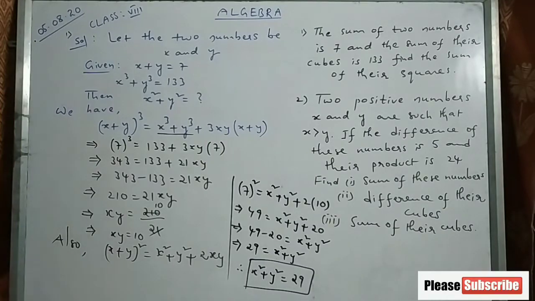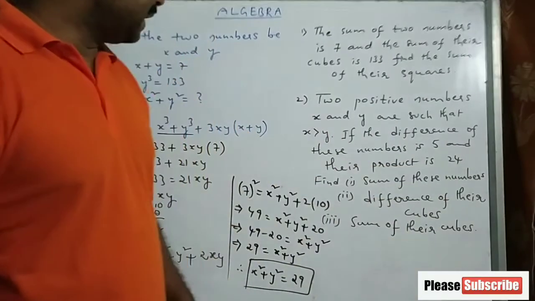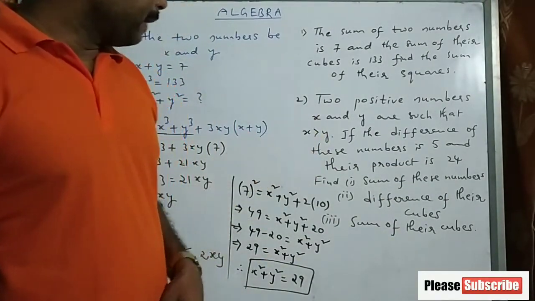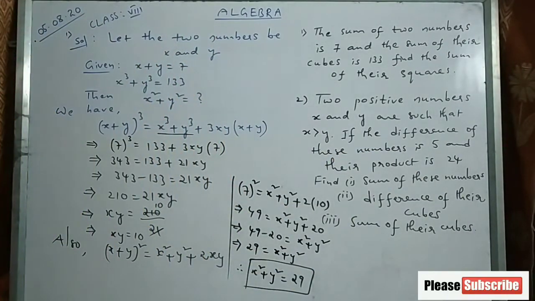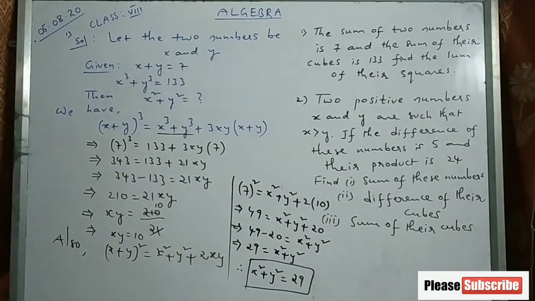Look at the second question. Two positive numbers x and y are such that x is greater than y, so x is more than y. If the difference of these numbers is 5 and their product is 24, find the sum of these numbers, the difference of their cubes, and the sum of their cubes. Okay?